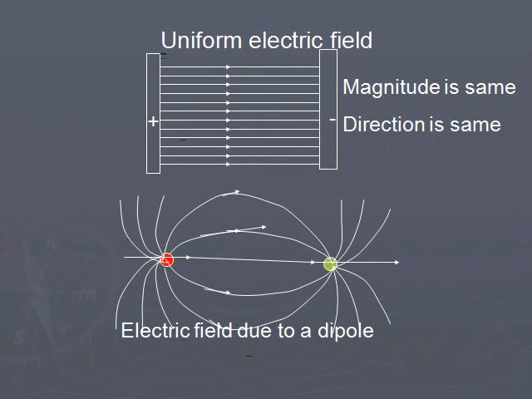In an electric field, if the direction is the same and the magnitude is the same at all points, such an electric field is known as a uniform electric field. It will be represented by parallel lines with arrows in the same direction. The electric field lines will travel from positive charge to negative charge. If there are two charges, one positive and the other negative, the electric field lines will run from the positive charge to the negative charge.